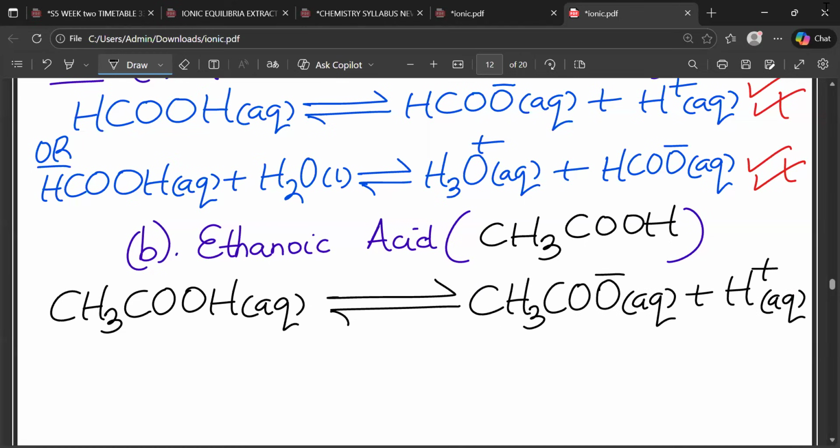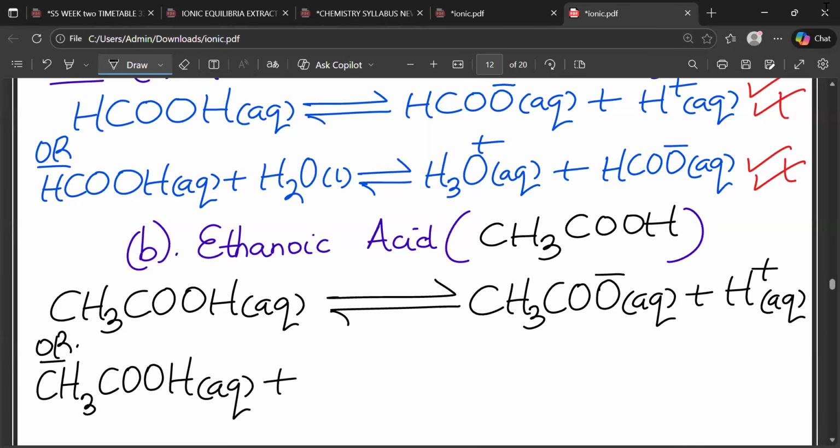Very good. Do you write both answers in the paper or you choose one? Choose one. We proceed. Aqueous plus water, H2O liquid, the partial arrows giving H3O plus. But you can even bring that one last, whichever you want.